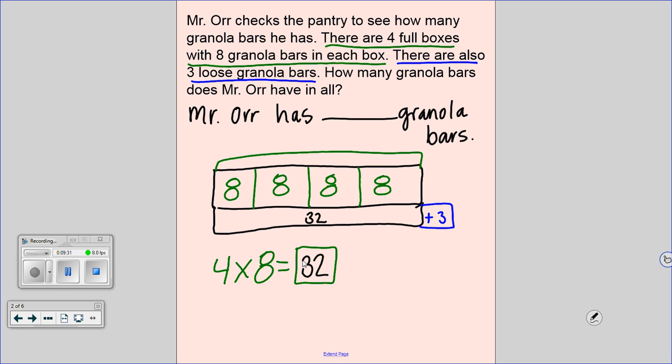No, 32. So now my next equation that I'm going to write in blue, you write it in whatever color you did, it's going to be 32 plus 3 equals box. I really hope you can solve that problem. That should be very simple mental math.